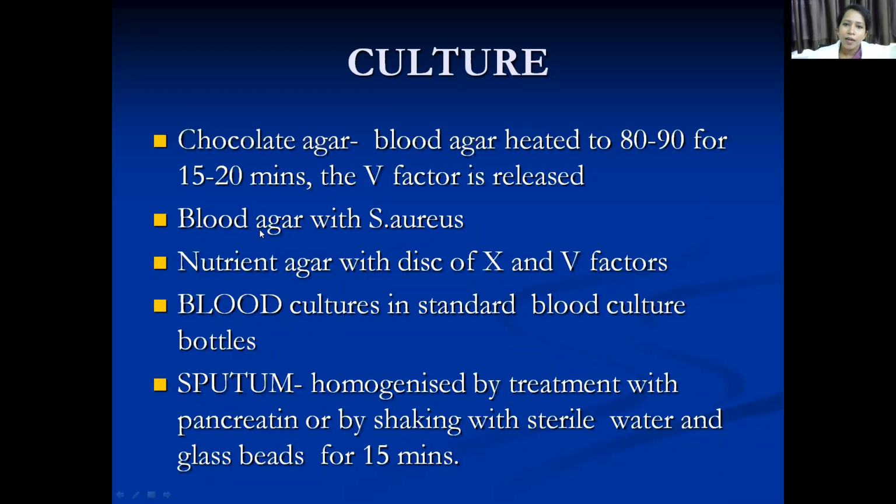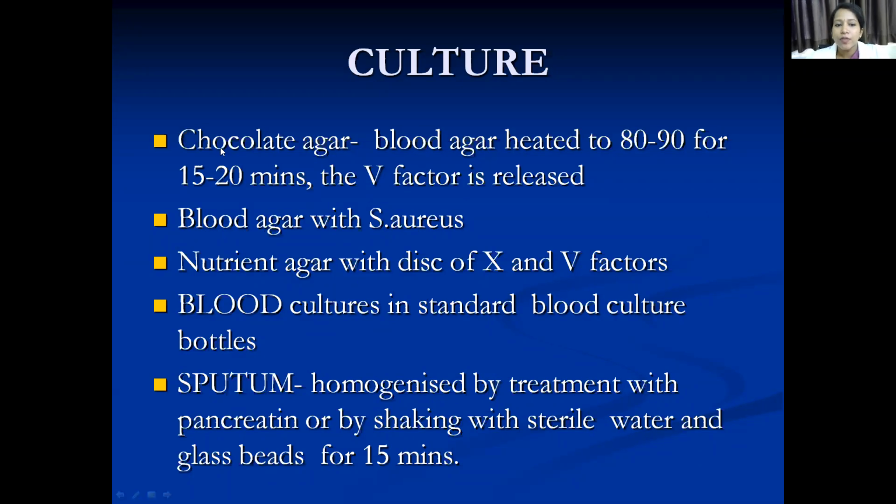Similarly, on blood agar itself it will not grow because it does not have any growth factor. What we have to do is grow it with Staphylococcus aureus, which produces factor V. Staphylococcus aureus can be streaked on blood agar, and then we can go for the growth of Haemophilus.